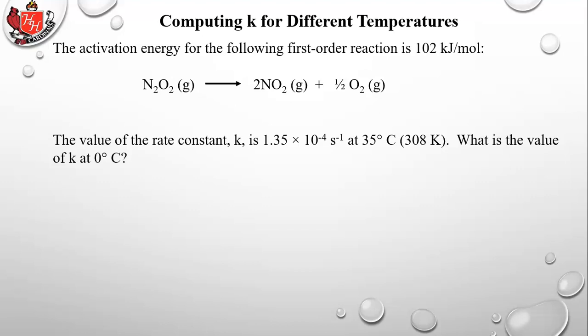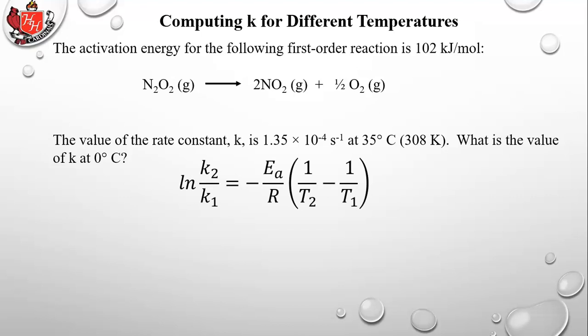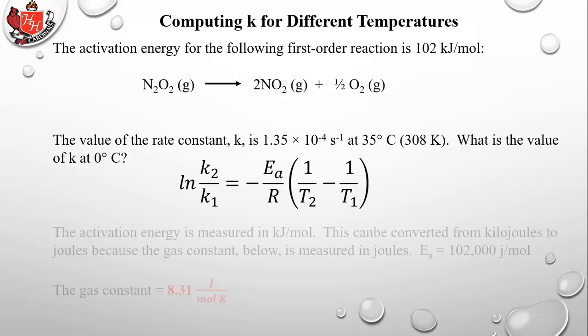So common sense would tell you it's going to be less. Why? Because 0 degrees centigrade is less than 35 degrees centigrade. So it's going to be a lower temperature, and so the K is going to be less. So let's go ahead and do the calculation. So there's the formula. You're just going to plug in numbers for everything except K2.